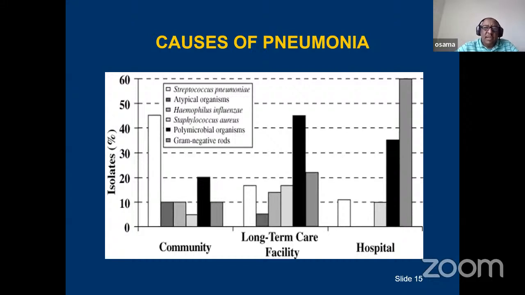Here are some organisms or causes of pneumonia: Streptococcus pneumoniae, atypical organisms, Haemophilus influenzae, Staph aureus, polymicrobial organisms, and gram-negatives. For community-acquired pneumonia, most of the organisms are atypical organisms. For long-term care facilities, polymicrobial organisms constitute most of the causes. And in hospital-acquired pneumonia, gram-negative rods are the leading cause.